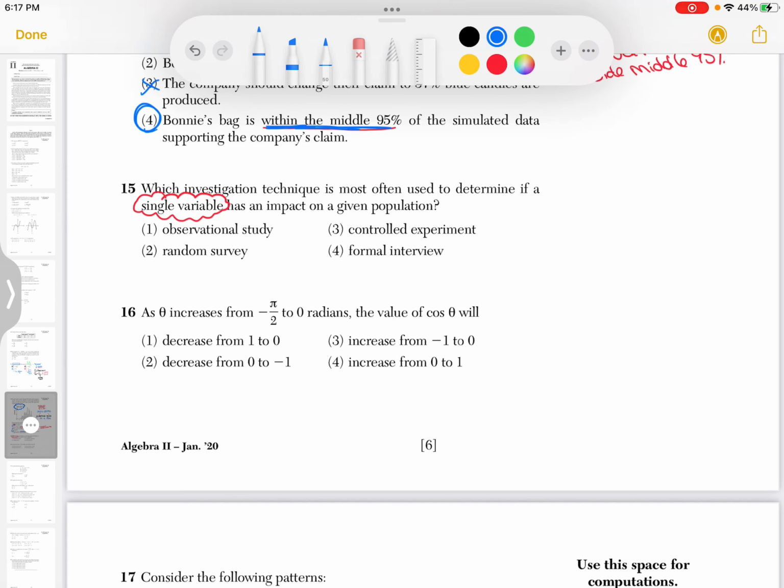So when you're thinking about that in terms of testing a variable out, I know we use the word variable for X. Try to not confuse that. A variable is just anything that's being tested. To see if it has an impact, you're going to have to go through an experiment.